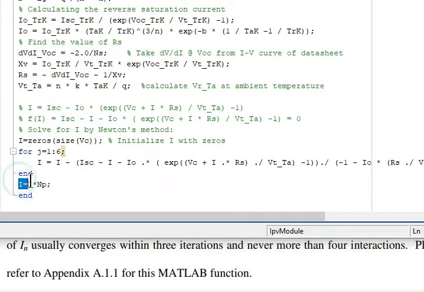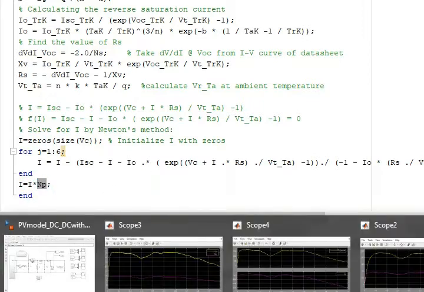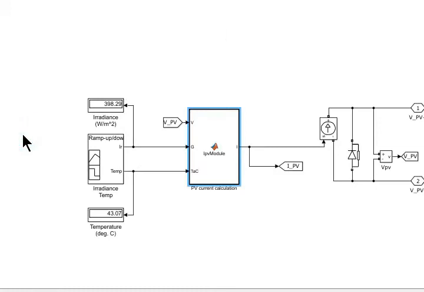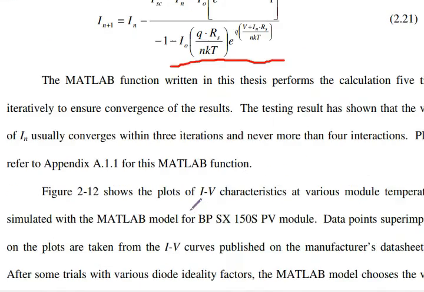At the end we have multiplied this current, as we are using n parallel cells, so the total current will be equal to the current of an individual cell multiplied by the number of parallel cells. That will be the current of a PV module. So this is our PV module, and we have implemented all our code in this module.